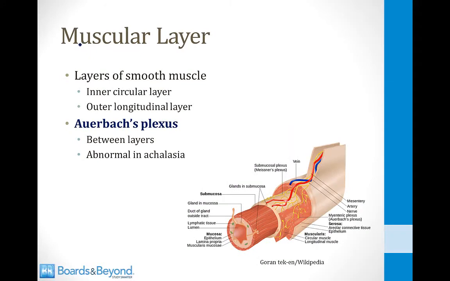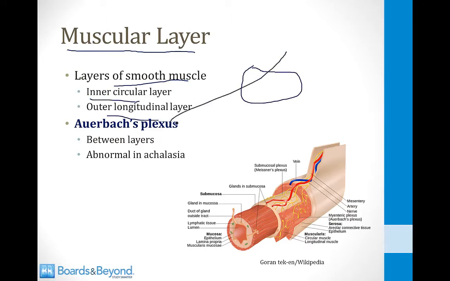Beyond the submucosa, the next deeper layer is the muscular layer. This layer consists of smooth muscle on top of other smooth muscle. There's an inner layer that is circular, so it's a circle like this. Then there's an outer layer with longitudinal fibers going in this direction, and they both work together to contract and propel food through the GI tract.